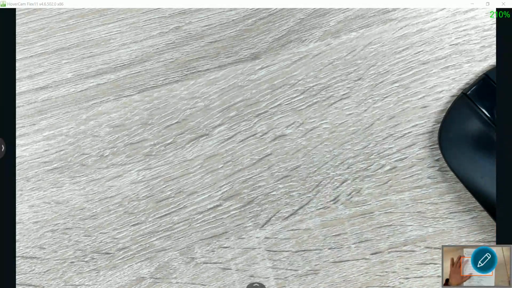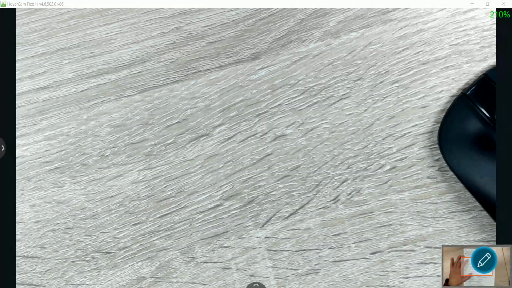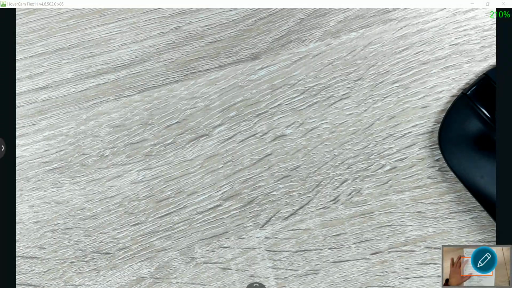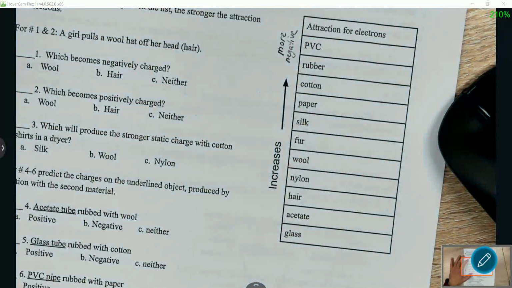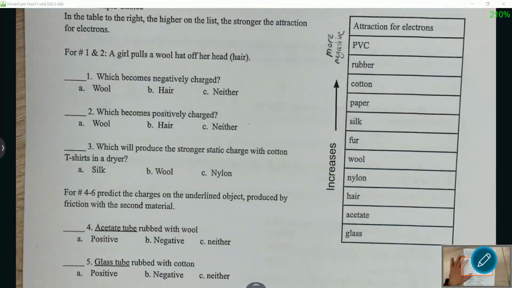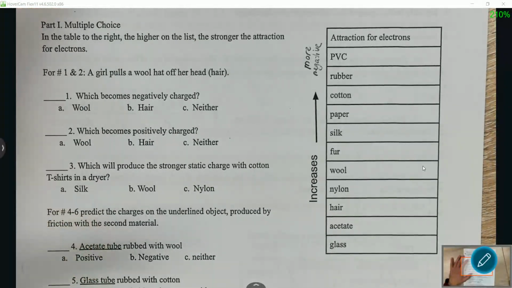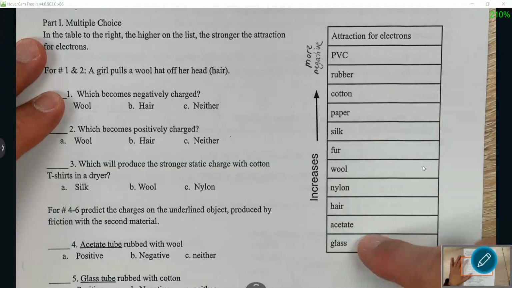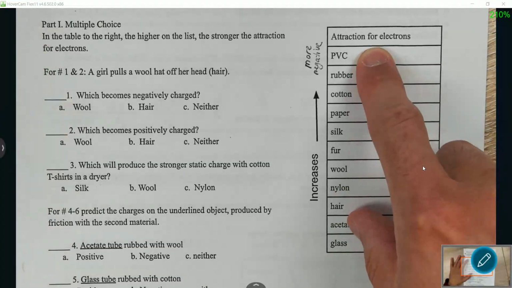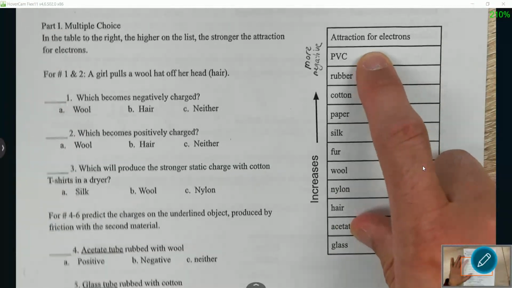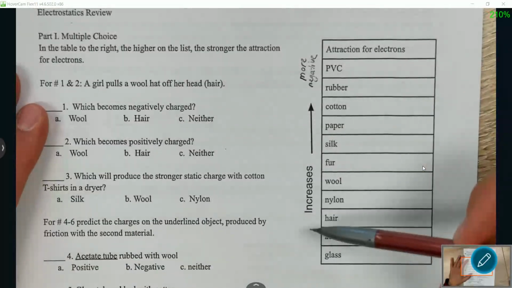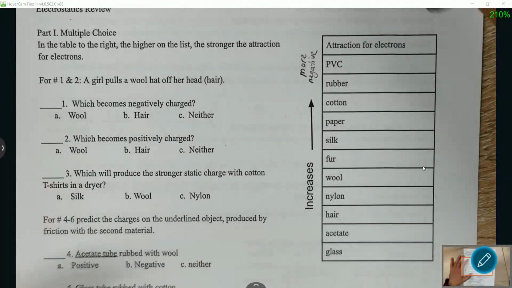All right, guys, so we are going to be going over our electrostatics test review. It's going to be very, very similar to what we see on our test. In this, we have the first couple questions that are based off of this chart right here. So this chart, their attraction for electrons increases as we go up the list.